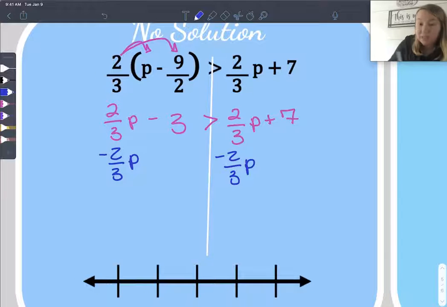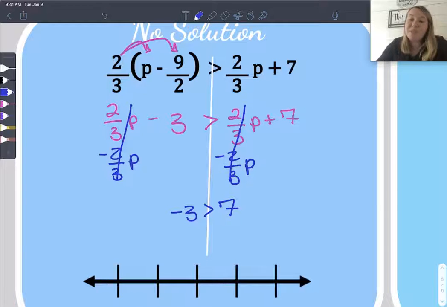And I want you to notice something. The left side completely cancels. But the right side also completely cancels. 2/3 p minus 2/3 p, it cancels out, it goes away. My -3 gets brought down, and so does my greater than sign, and then 7.